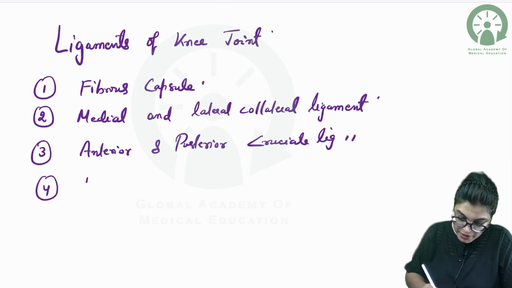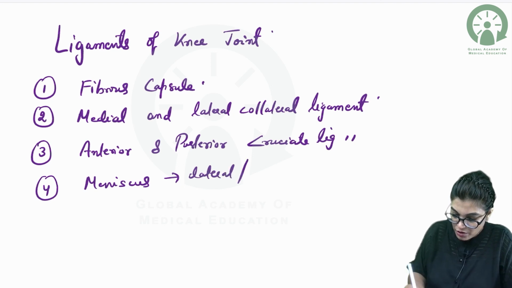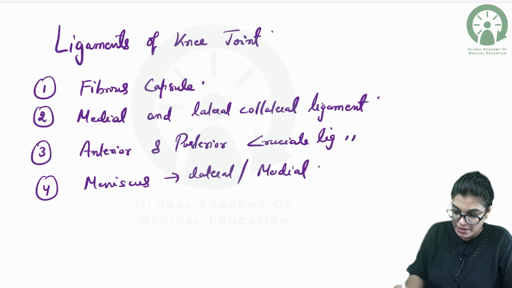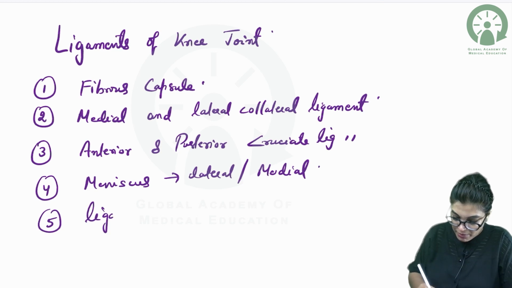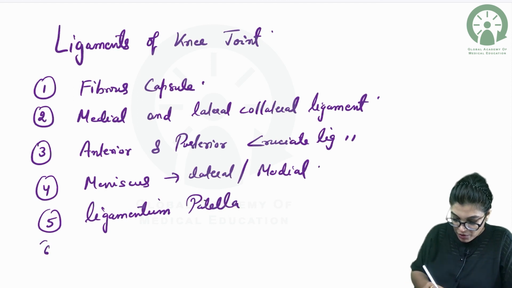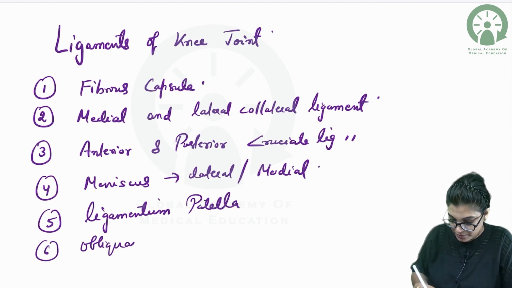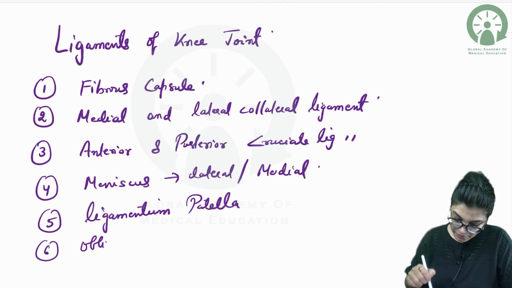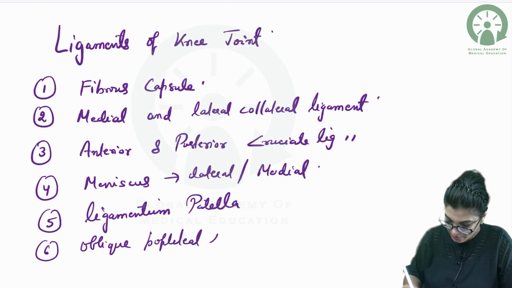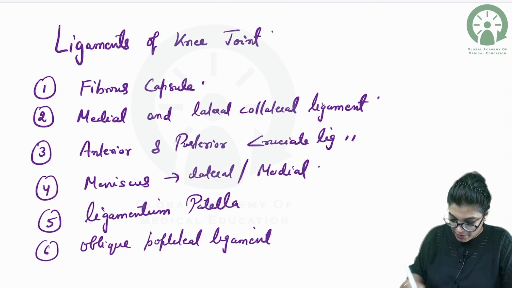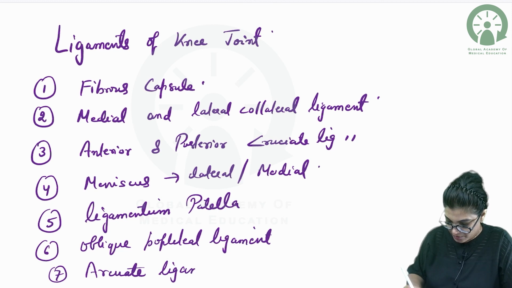We have got two menisci, lateral and medial meniscus, which is called semilunar cartilage. Other than that, we have got ligamentum patellae, oblique popliteal ligament, arcuate ligament, and coronary ligaments.